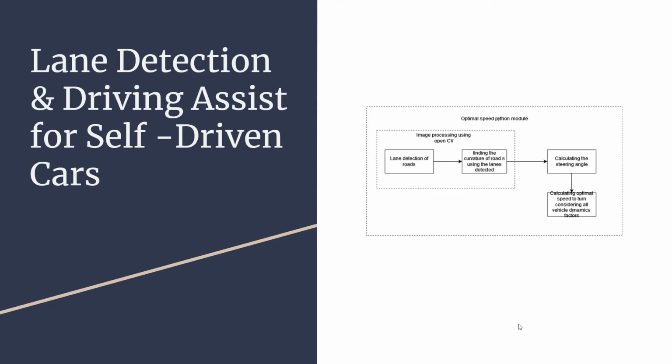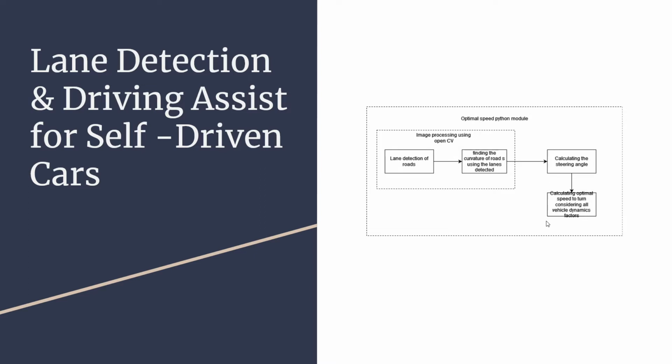In the given diagram we are showing how our project would work. First we would detect the lanes on the road, and using Python we would calculate the curvature of the road, and hence we would get the steering angle, and from that we'll be calculating the optimum velocity.